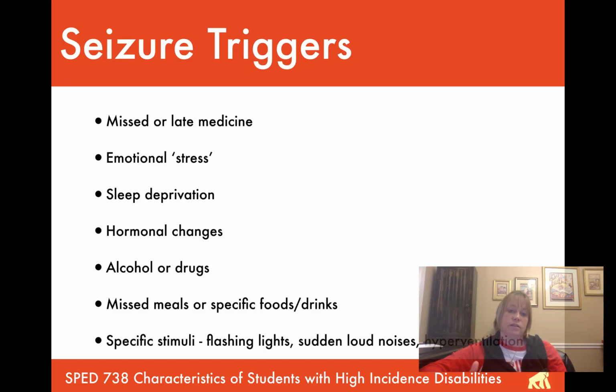That's why it's good to have that documentation with parents. So if you know a particular food or drink can trigger one, you can avoid that. And then the other good thing to document is if there's any specific stimuli that can trigger seizures. So for example, flashing lights is a common trigger. Sudden loud noises. I'll give you an example of one that we did.